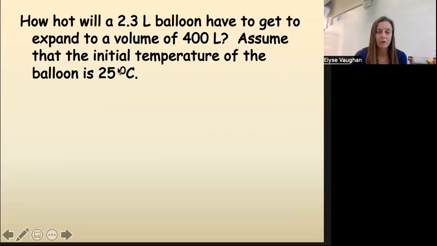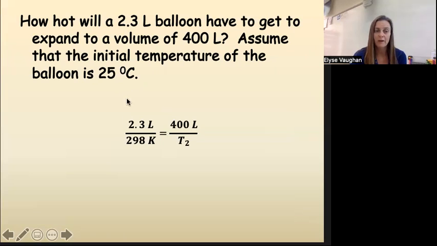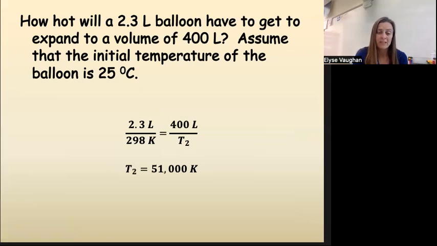So we have an initial temperature, but it's in Celsius, so we're going to have to convert it to Kelvin. We're going to have to add 273. We have an initial volume. We have a second volume, and we're looking for a second temperature. So we're going to plug this in. V1 over T1. Notice that I've converted T1 to 298 Kelvin. That's 25 plus 273. And here's our new volume, 400 liters, and our new temperature. And we're solving for the new temperature. And we get that our new temperature is 51,000 Kelvin.